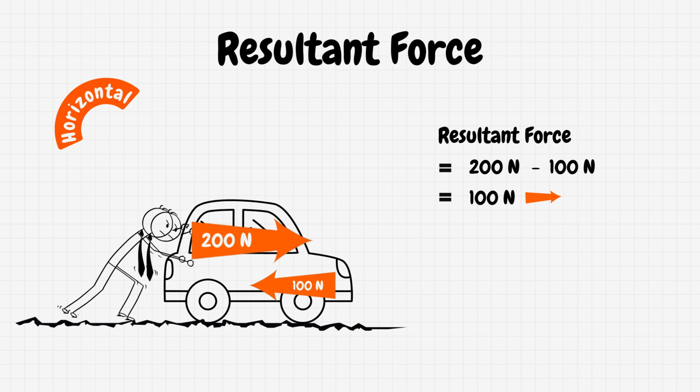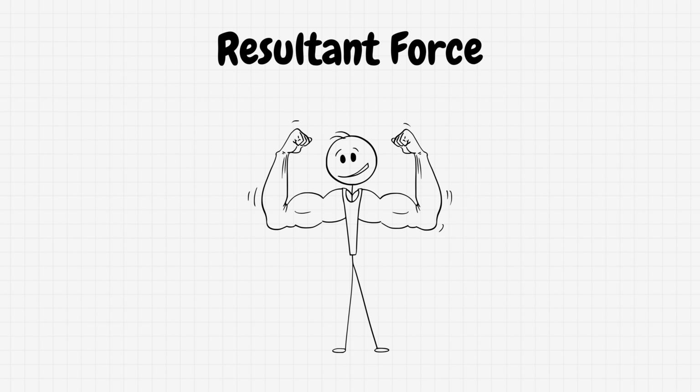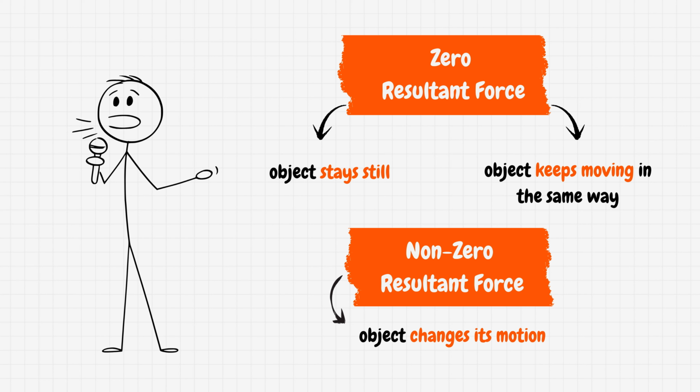This time, the forces don't cancel out. There is a net force of 100 newtons to the right, so the car starts moving in that direction. That's the power of resultant force. It tells you whether something will stay still, keep moving, or change its motion.